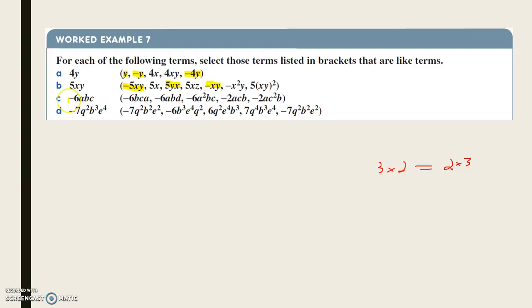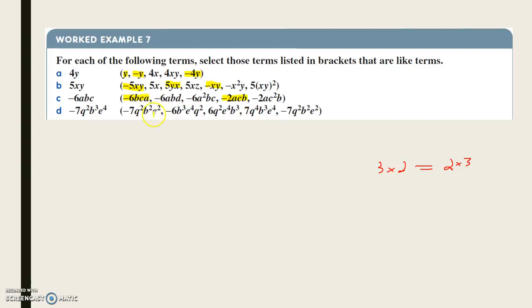So let's have a look at C. You may pause and have a go now as well. This one is the same. It's a like term. It's actually exactly the same. It's negative 6 lots of, if you reorder those pronumerals, A, B, C. This one here is the same. It's got 1A, 1B, 1C inside. But this one here has got an A squared, which is different, and this one's got a C squared, which is different. Okay, and finally D, we're looking at things with Q squareds, B cubes, E to the 4th.